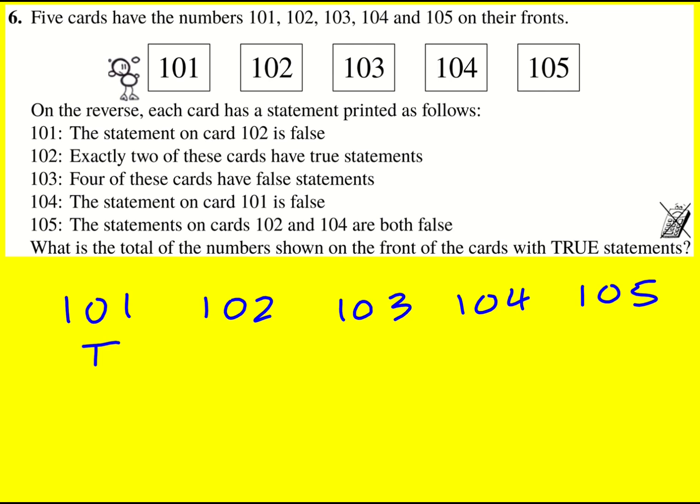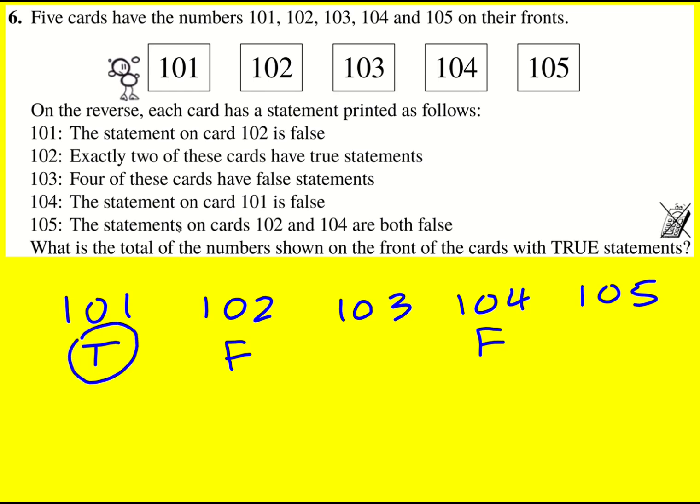So if statement 101 is true, then that means, okay, it says the statement on card 102 is false, which means it must be. And now if we look at statement 102, exactly two of these cards have true statements. All right, I can't do much of that at the moment. But if I jump to 104, it says the statement on card 101 is false. And we know it's not, because 101 is true, because this is what was our assumed one. So that must also be false.